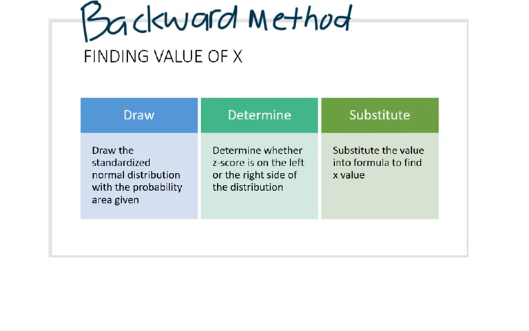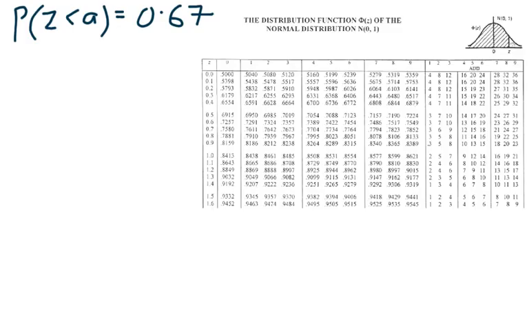Let us go into the first example, to see how we come up with the z value whenever we have a probability value given to us. Let's say we have this question: the probability of z less than a is equal to 0.67. In this case, 0.67 is a probability value. A here is a z value. We don't know what the z value is, and we already have the probability given to us.